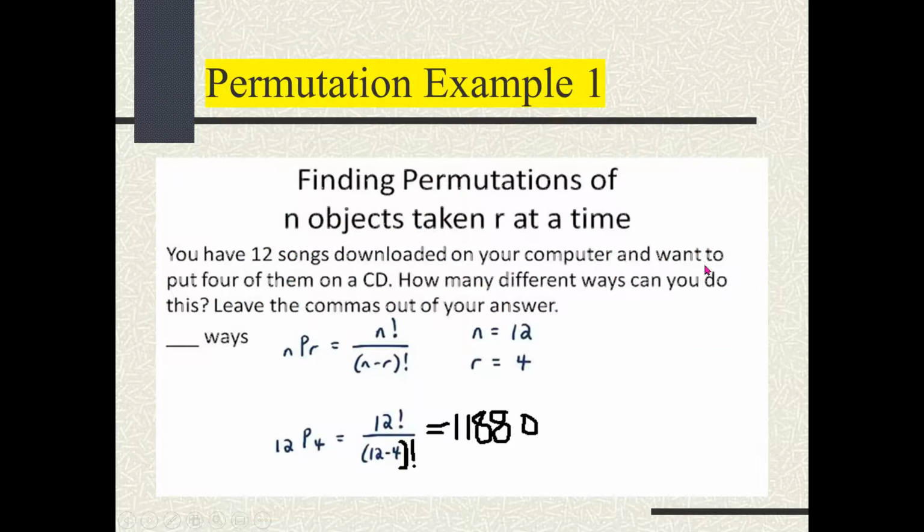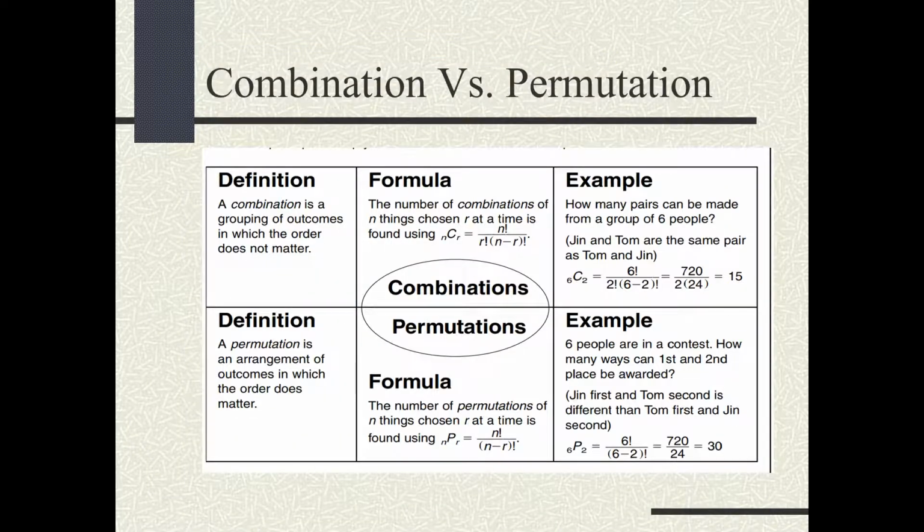But sometimes students find it difficult to understand when to apply permutation and when to apply combination. So let me further elaborate on it. A combination is a grouping of outcomes in which the order does not matter. The formula is nCr, which is n factorial over r factorial into (n minus r) factorial.